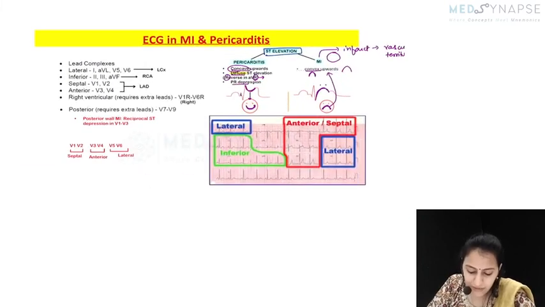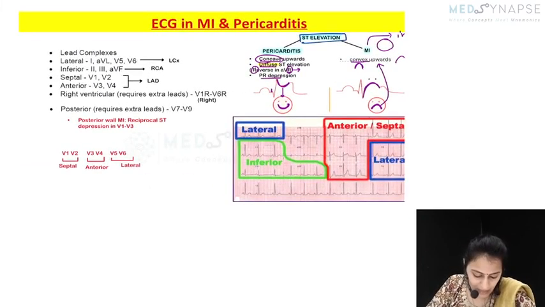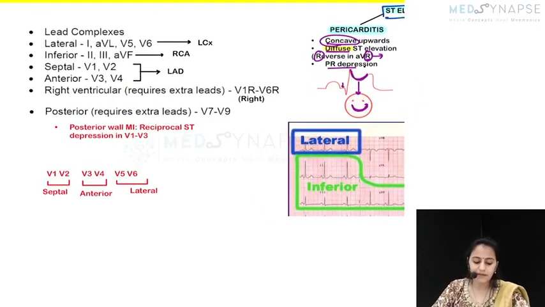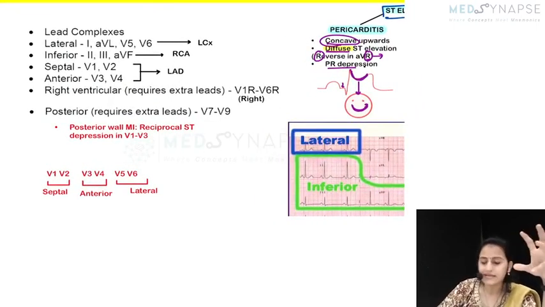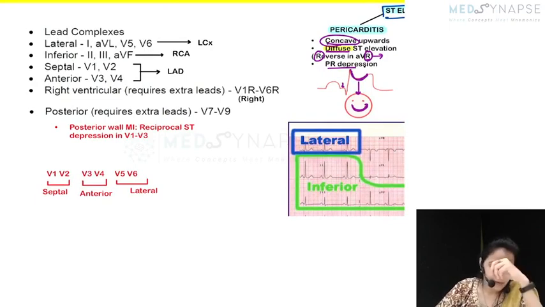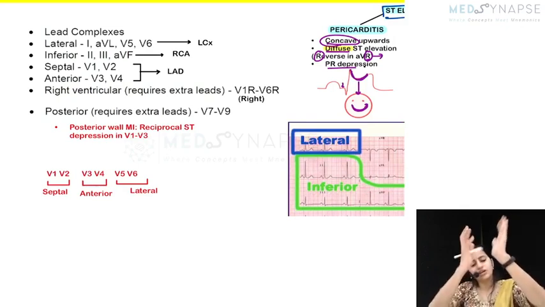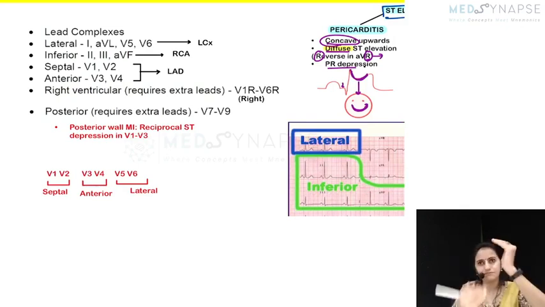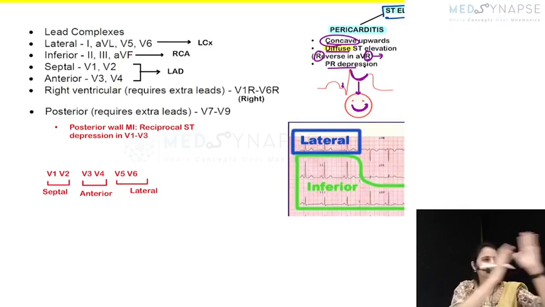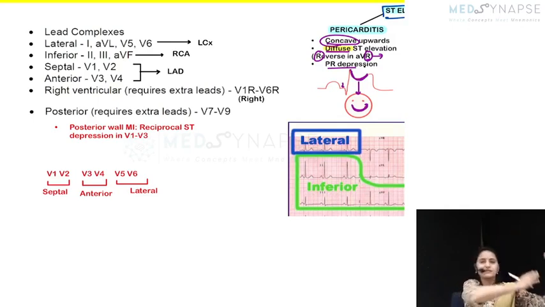So that's the difference between pericarditis and MI. How do you localize the MI? It depends on what leads are showing the ST elevation. Remember that in your left ventricle, basically septal, anterior and lateral. That's how it goes from midline to lateral. So septal, anterior and lateral.